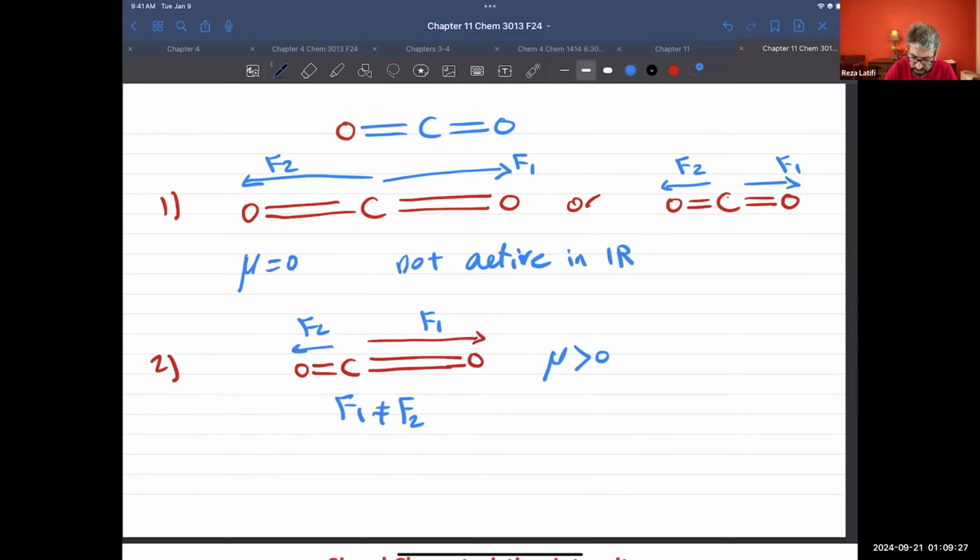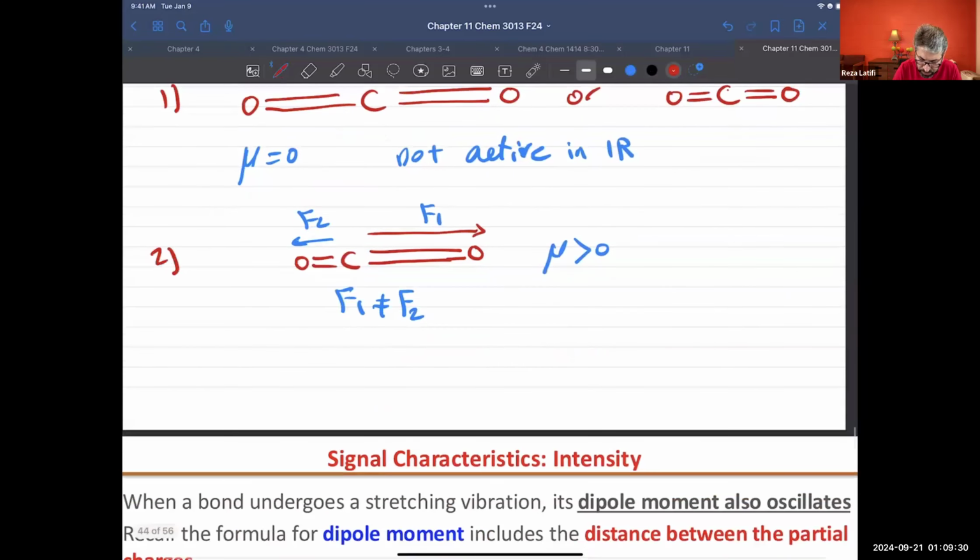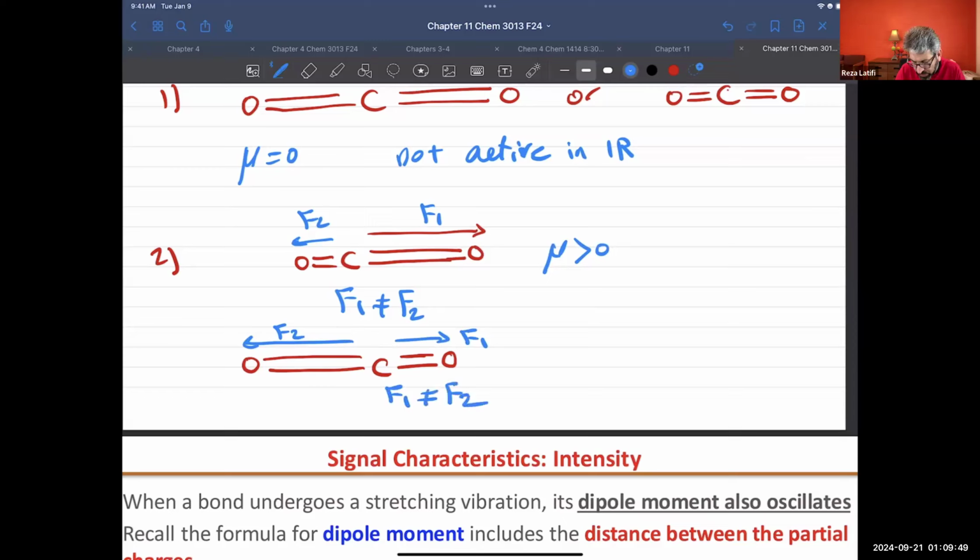And of course, you can draw this one, this time increasing this one but keeping the second one as it is, or contracting it. Again, this force, call it F2, is not equal to F1. So mu is going to be bigger than 0, and that's a non-symmetrical stretch. If it's non-symmetrical, the molecule will be active in IR. So this one will be active in IR.